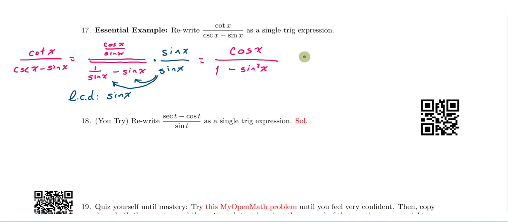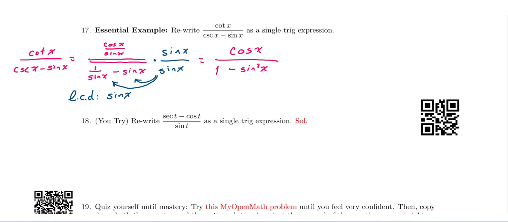Well, that's great. We've partially achieved our goal, or at least we've rewritten this expression, but our goal here is actually to write this as a single trig expression, and I still see two trig expressions. What do you think we're going to do now? Looking at this messy expression here, what could we do to clean this up?